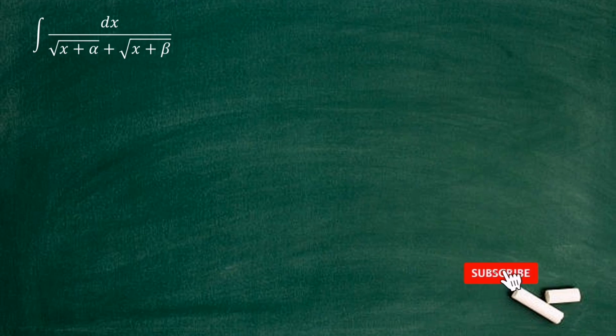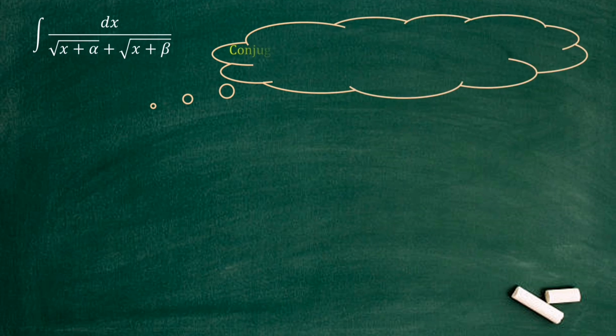Before we start anything, let's think about how we can solve this question. In this question, we have in the denominator square root x plus alpha plus square root x plus beta. It is a sum of square root values. To remove these square root values, we can multiply both the denominator and numerator by its conjugate, square root x plus alpha minus square root x plus beta.